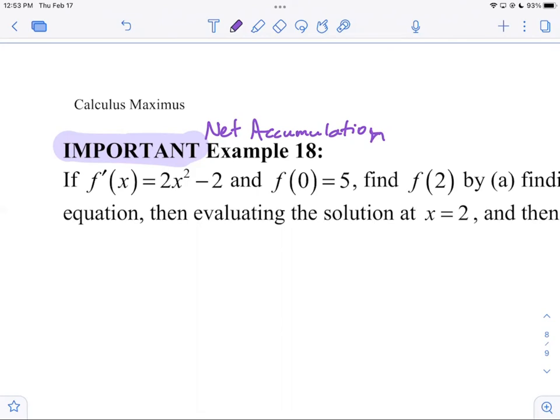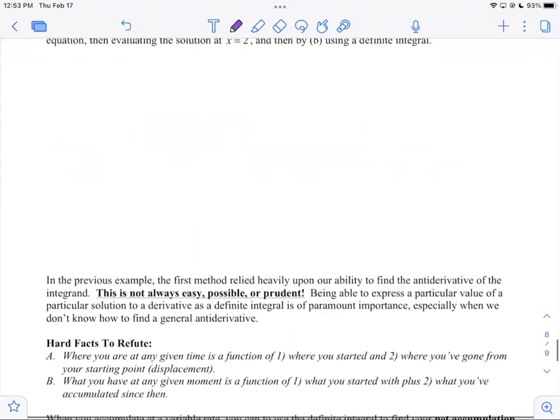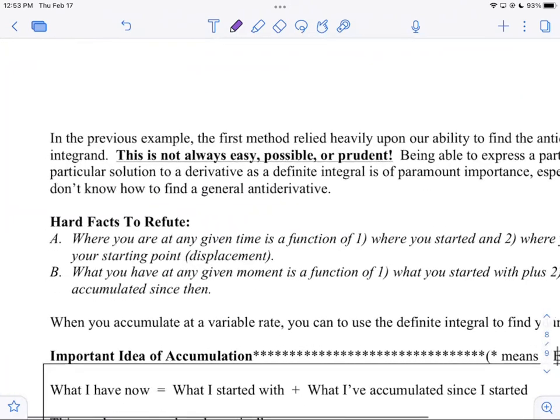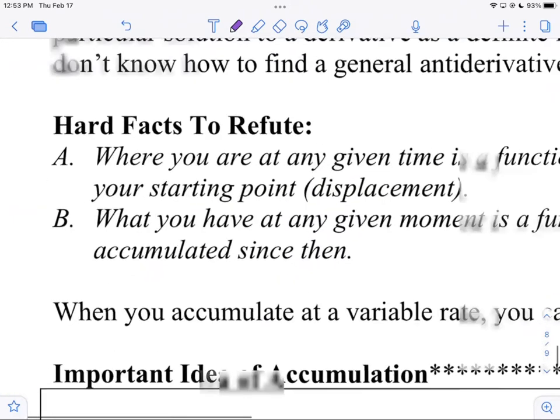Ready? All right. Net accumulation. Now, here's what I want you to read. We're going to skip that example. We're going to preface it by coming down here. Hard facts to refute. If you want to refute it, come at me, bro.